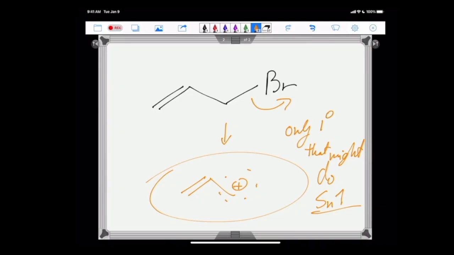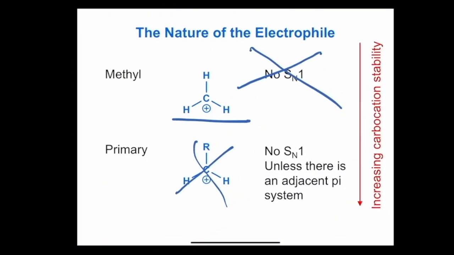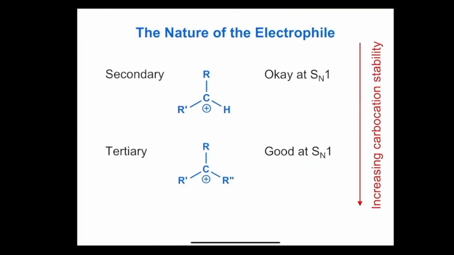For the most part, if you have methyl, no go. If you have primary, no go. Secondary is where there's an overlap between the two. Secondary electrophiles have the best of both worlds. They could do SN1, they could do SN2. Tertiary is your absolute win. Tertiary is your best SN1 substrate.